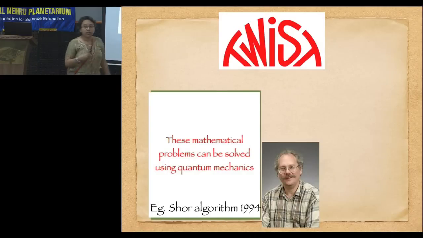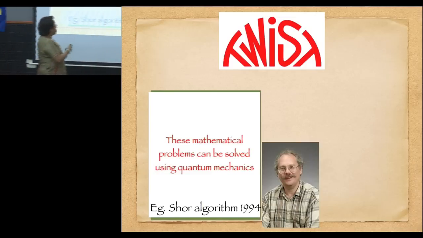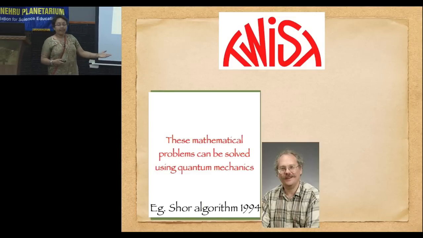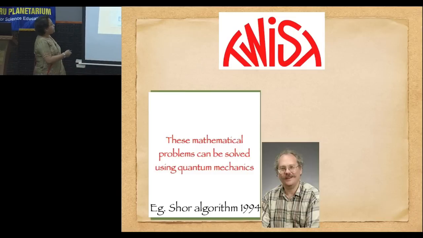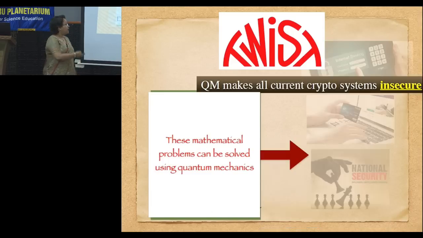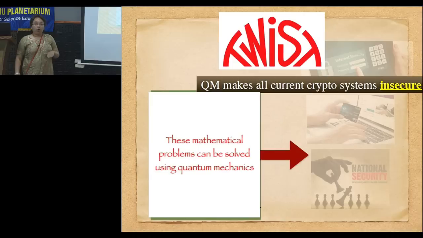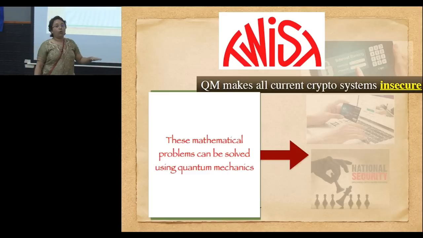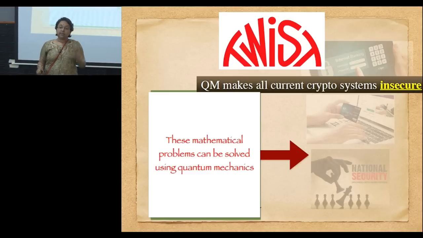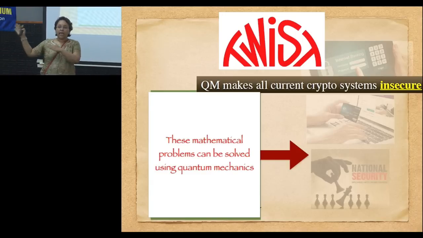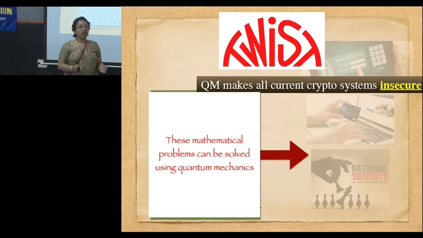Now the twist of this whole story is the following. I have already discussed that if you use quantum mechanics, then that mathematical problem can be solved within polynomial time. That means all the crypto systems that we are currently using will be insecure if one builds a quantum computer. So if one has a quantum computer, all the current crypto systems will be insecure.